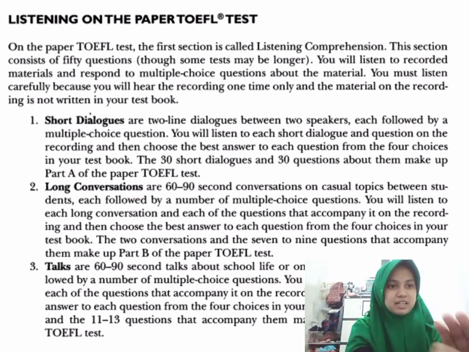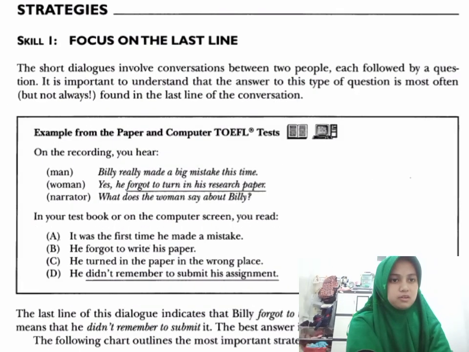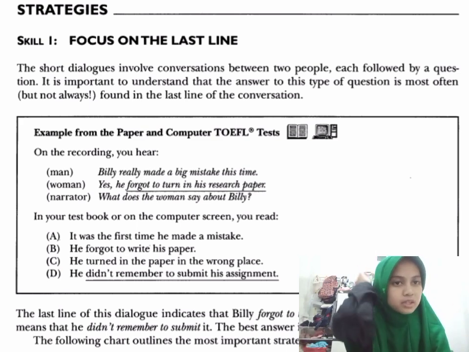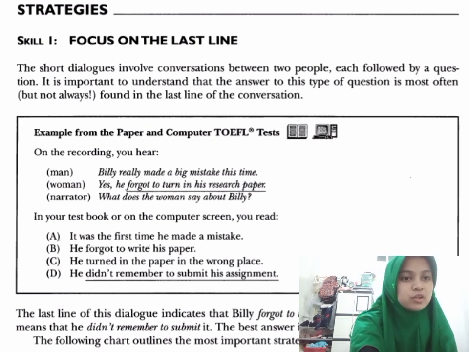Now, we are gonna go to the first skill in the listening section. Alright, so we're gonna get going to the first strategy. The first strategy, or first skill, is to focus on the last line. The short dialogues involve conversation between 2 people, each followed by a question. It is important to understand that the answer to this type of question is most often, but not always, found in the last line of the conversation.